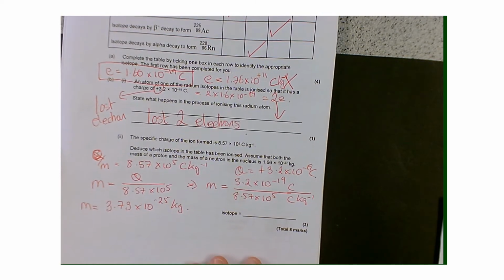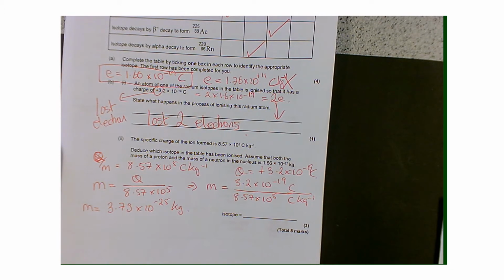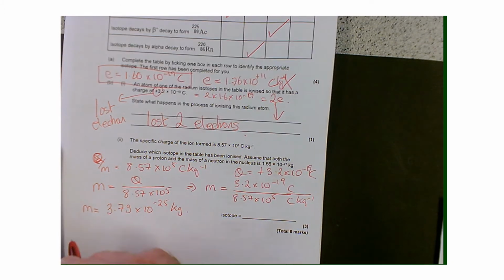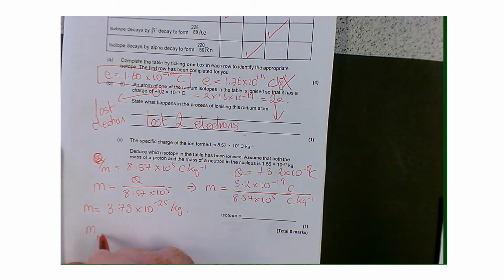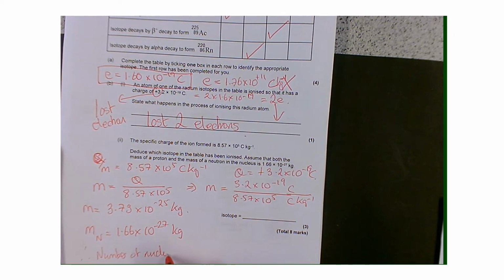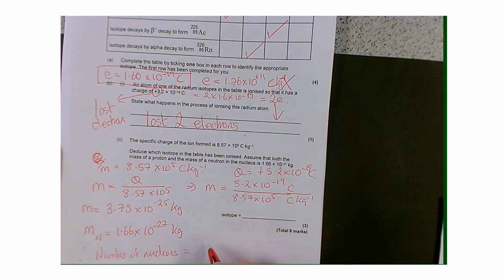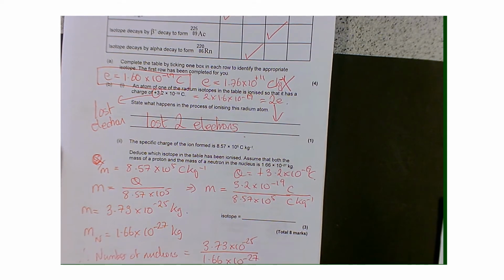It then tells us that we can assume that the mass of a nucleon is 1.66 by 10 to the minus 27 kilograms. Therefore, the number of nucleons is equal to 3.73 by 10 to the minus 25 divided by 1.66 by 10 to the minus 27.